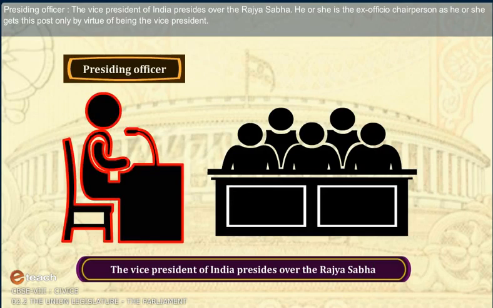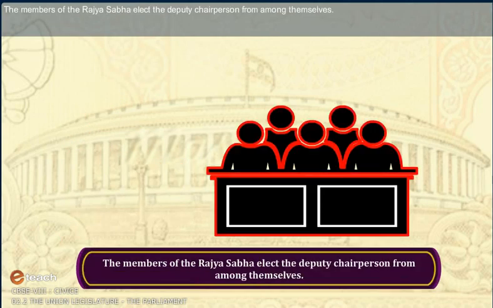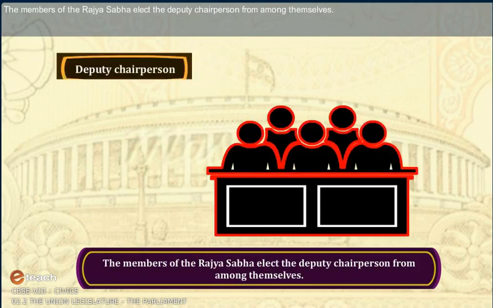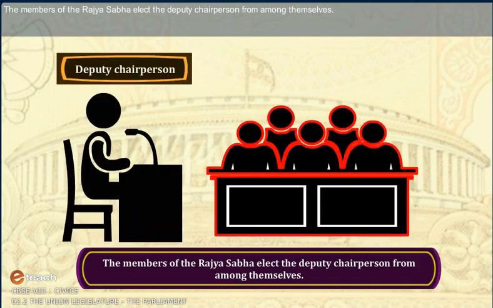Presiding Officer. The Vice President of India presides over the Rajya Sabha. He or she is the ex officio chairperson, as he or she gets this post only by virtue of being the Vice President. The members of the Rajya Sabha elect the deputy chairperson from among themselves.